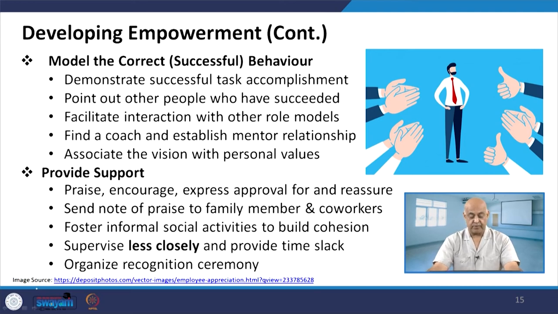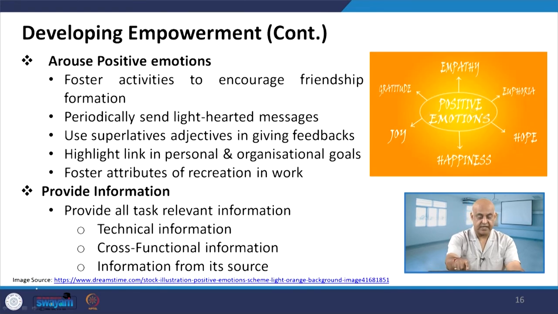Send notes of praise to family members and co-workers. Foster informal social activities to build cohesion. Then provide recognition, like an organizer recognition ceremony. So, arouse the positive emotions, foster activities to encourage friendship formation, periodically send lighthearted messages, use superlatives and adjectives in giving feedback, highlight links between personal and organizational goals, and foster the attributes of recreation in work.